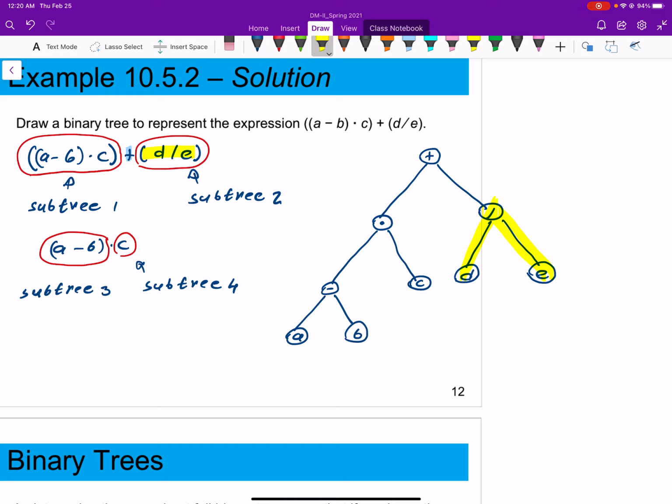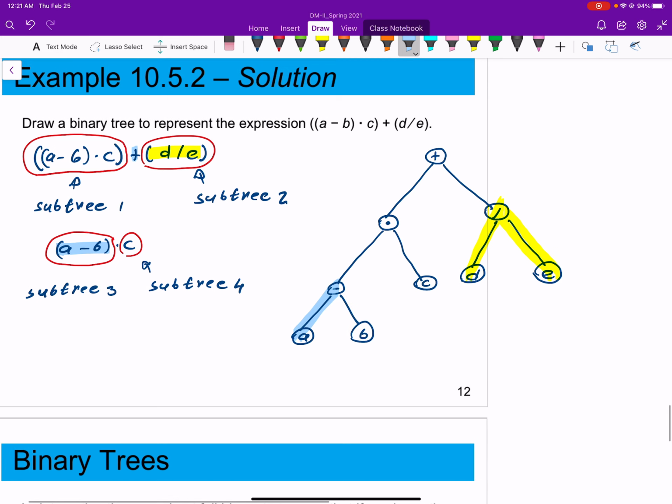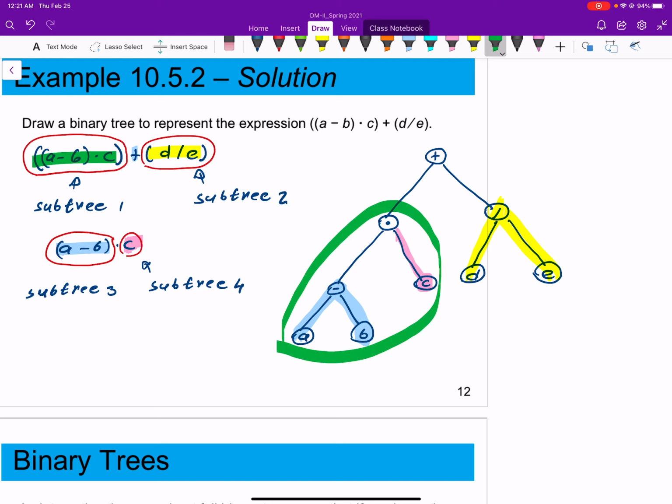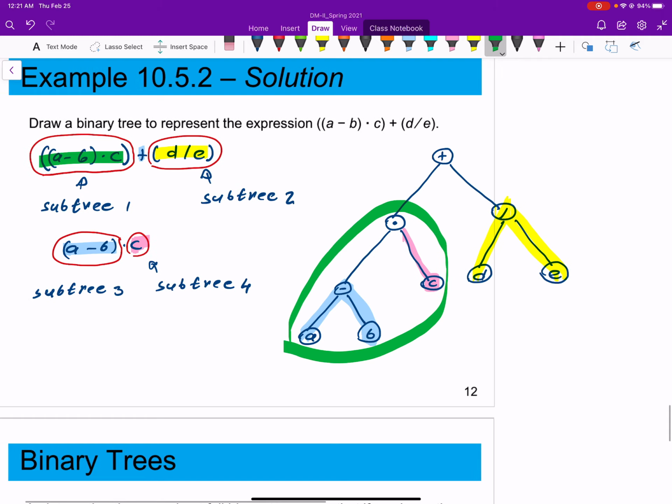All right, so let me mark this in that color. So that is that. And then C is right here. Let me mark C in a different color. That is C. And then this entire thing is that. Okay, so that is the expression. So this is the complete expression. All right, so let's move to the next slide.